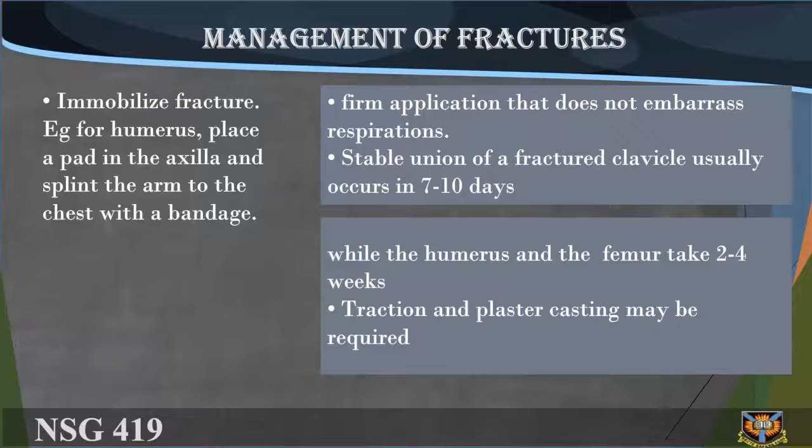Stable union of a fractured clavicle usually occurs in 7 to 10 days, while the humerus and the femur take 2 to 4 weeks. Immobilize a fractured humerus using a splint and bandage, but place a pad in the baby's axilla before using a splint and a bandage. Traction and plaster casting may be required.